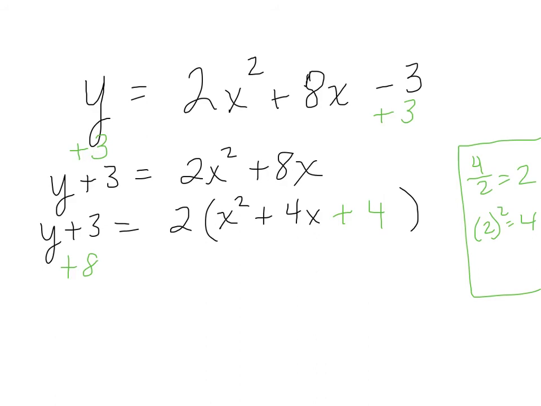Wait, say that again? Because of this 2 right here, this forces us to multiply everything in the parentheses by 2. So when we wrote down plus 4, on the right side of the equal sign, I really added positive 8 to what was already there. Because this really is 2x squared plus 8x plus 8. So I had the 2x squared plus the 8x. I really added plus 8.